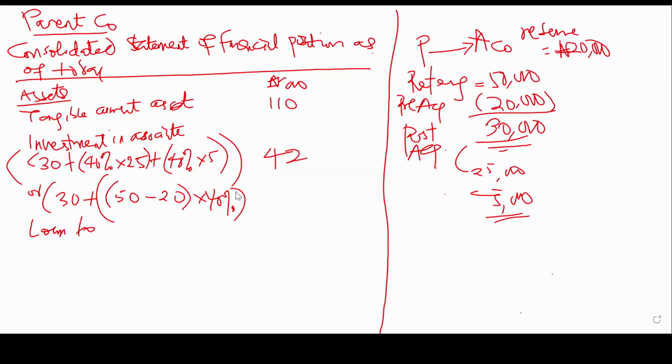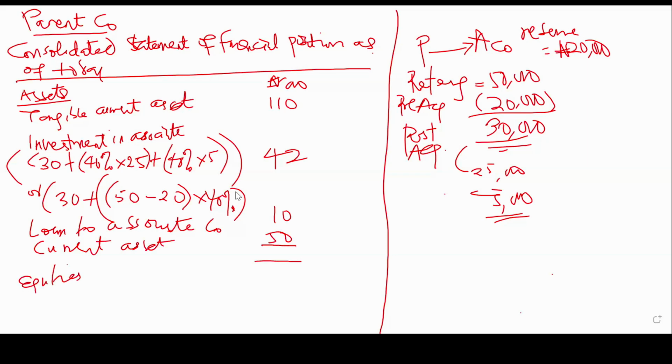Loan to associate co. Current assets. You can see I'm not adding up anything again. I am not adding up any other thing that belongs to associate. And then we'll come to equities. Ordinary share capital. I'm sure this is for the parent alone. How much is that? 125. And then we'll come to retained earnings as well.